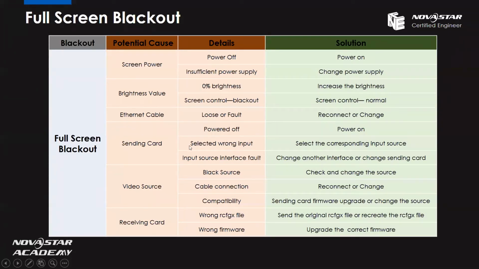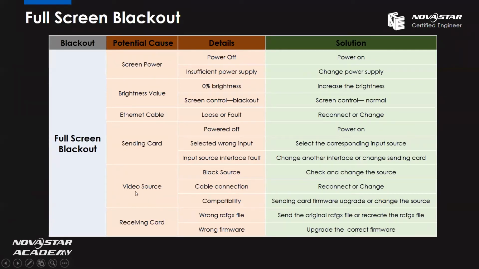And the second, we need to check if we selected the wrong input. This means maybe in the hardware structure, we select HDMI as the input. But in the software part, maybe we choose DVI or some other input as the source. So make sure we select the corresponding input source. Okay, and we also need to check the input source interface. If there is something wrong, we need to change to another interface. But sometimes maybe there are not enough interfaces. So in this case, maybe we need to change the sending card.